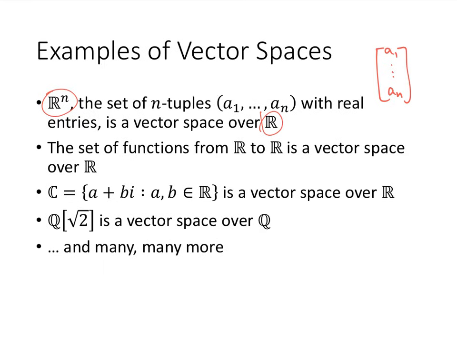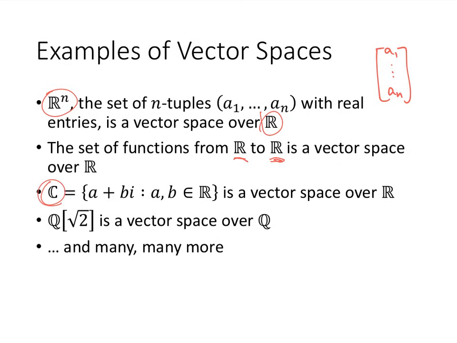Another example that might be a little bit less familiar is the set of functions from the real numbers to the real numbers. Think calculus functions here. So a function that when I plug in a real number, I get back a real number. And that's going to be a vector space over the set of real numbers. Again, just briefly, I can add two functions. I can multiply a function by a scalar and get another function. So that gives me a vector space.